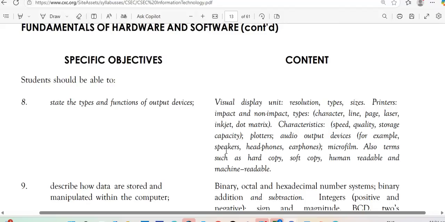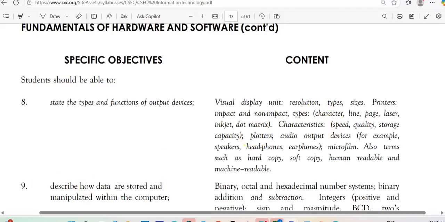Now, these characteristics can vary depending on the type of printer, such as inkjet printers, laser printers, or dot matrix printers. So when choosing a printer, it is essential for you to consider these characteristics based on your specific needs and preferences. For example, if you need to print high quality photos, an inkjet printer might not be the best choice. If you require fast and high quality text printing, a laser printer could be more suitable. All right, so that is printers.